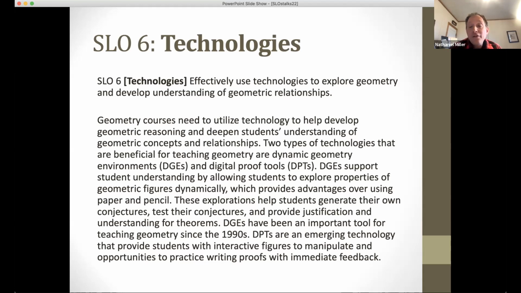There is another developing area, which is digital proof tools, which have started to come out as well, that some people are using. But definitely we think that people should be using dynamic geometry environments, such as GeoGebra or Sketchpad or anything like that.